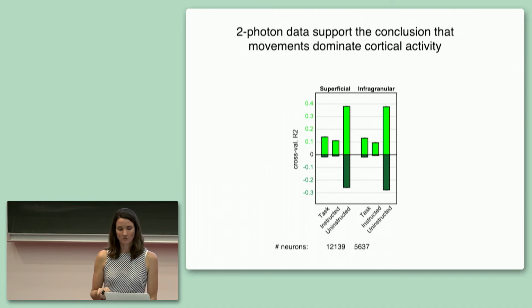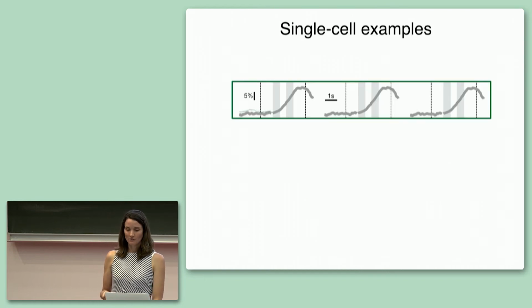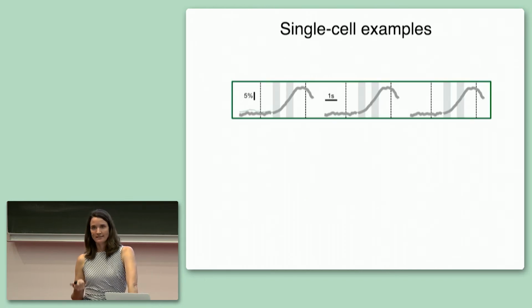So here's a summary of all the superficial versus infragranular neurons that we recorded. We can't go too deep with the 2-photon, but we can go pretty deep, so down to about layer 4. And you can see that it doesn't really matter what depth you're at, we still find that the uninstructed movements really dominate the signal.